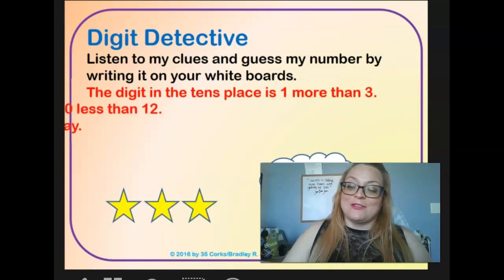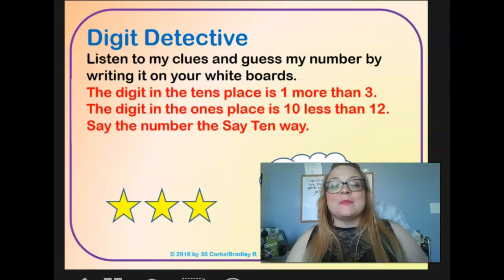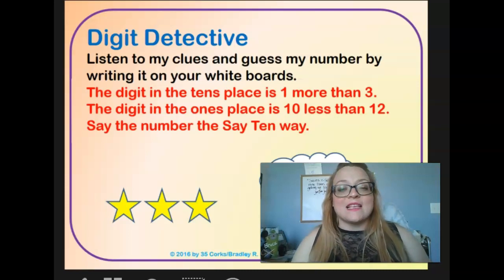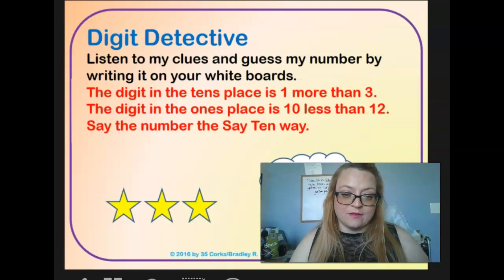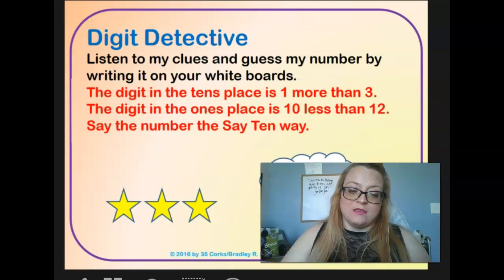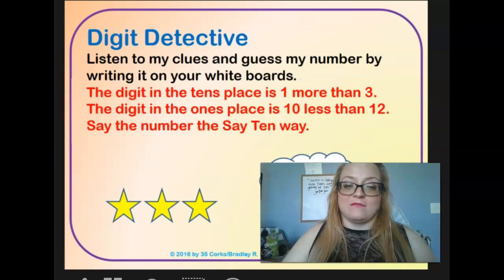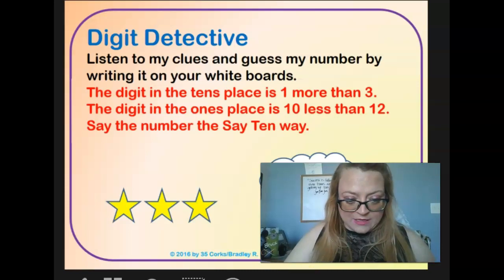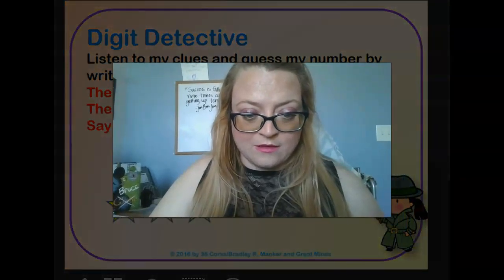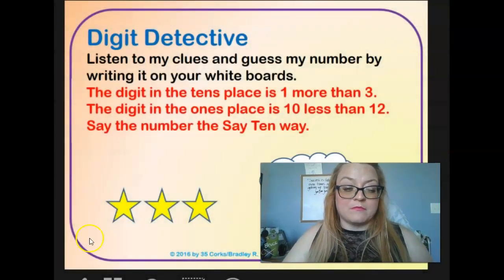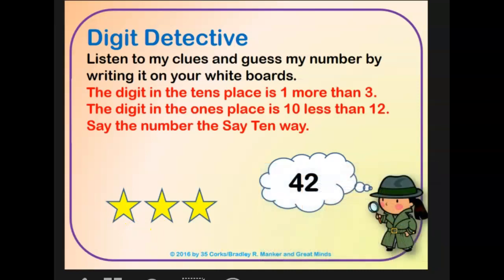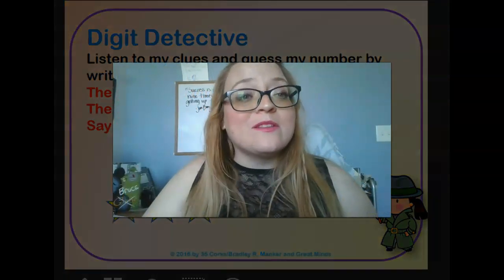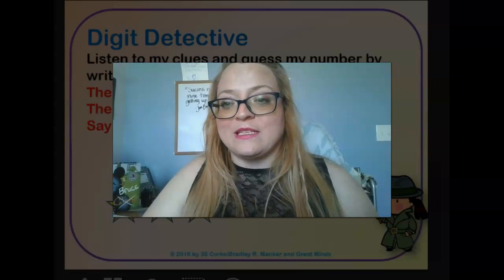This one's tricky, guys. The digit in the ones place is 10 less than 12. So what number is 10 less than 12? Oh, you guys can't see. Oh goodness. There we go. 42 should be your number. If you got 42, kiss your brain. That one was a little bit tricky, I know, but you guys still did a great job.